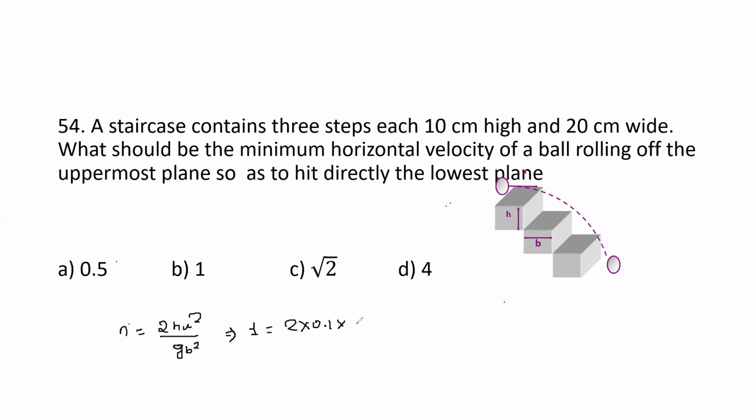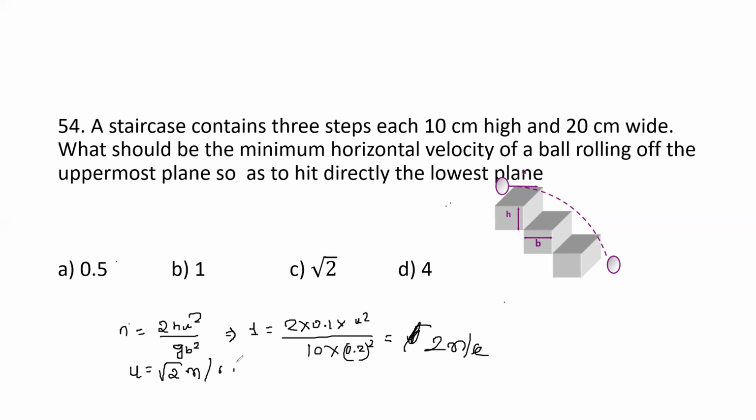In terms of meter, it is 0.1 into u square divided by g value is 10 into b square value is 0.2 whole square. So if I substitute everything, I'll get u square is equal to 2 meter per second. I want to calculate u, therefore u is equal to √2 meter per second. So in the diagram, it is mentioned that h is the height of each step, b is the breadth of each step, u is the horizontal velocity, n is the number of steps. So the velocity is √2 meter per second, right?